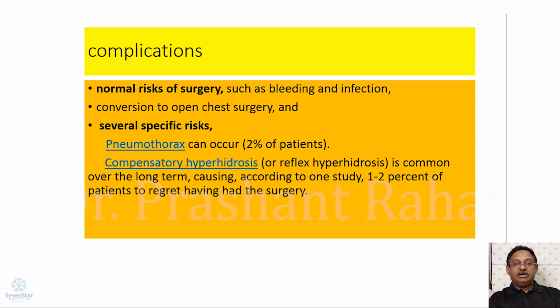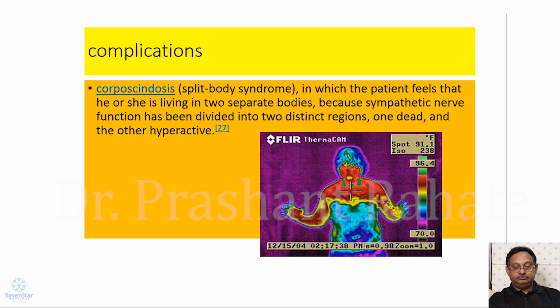The normal risks of surgery such as bleeding and infection are also here, and conversion to open chest surgery should always be kept in mind in the event of any eventuality. Several specific risks such as pneumothorax can occur in 2% of the patients. Compensatory hyperhidrosis or reflex hyperhidrosis is common over the long term, causing, according to one study, 1 to 2% of the patients to regret having had the surgery.